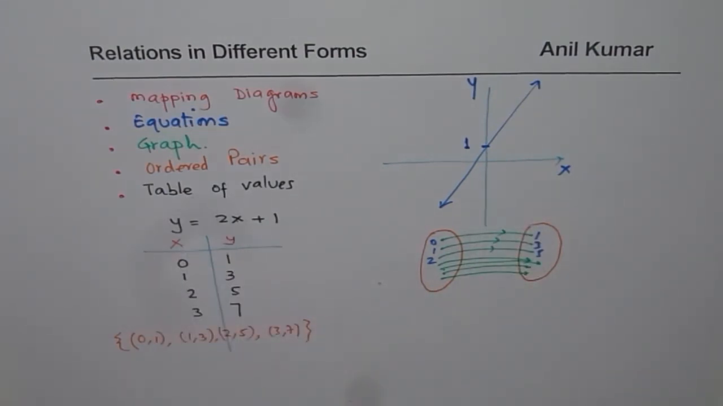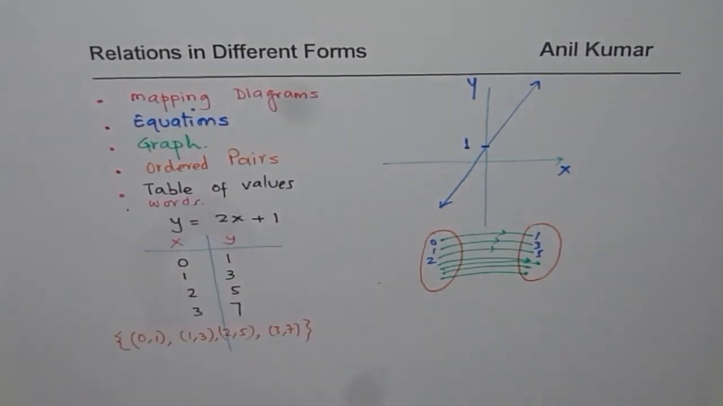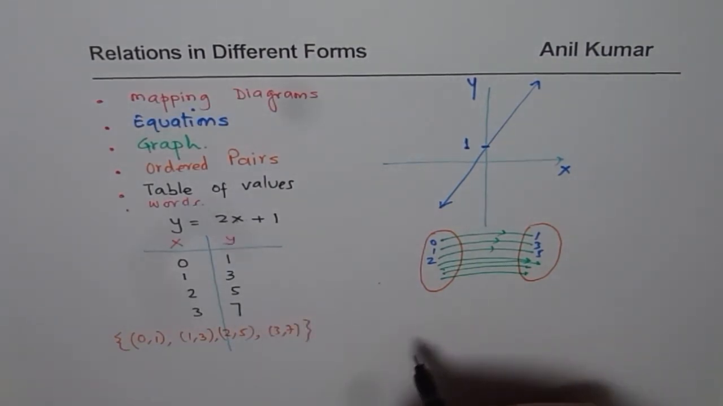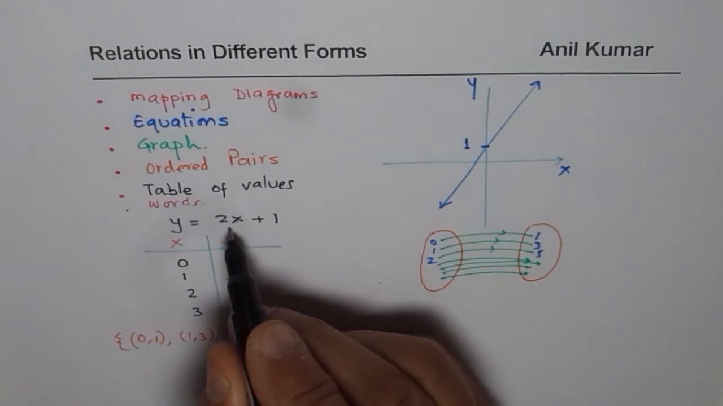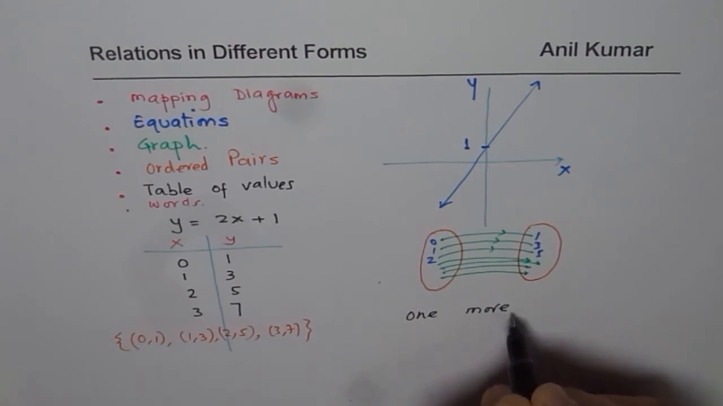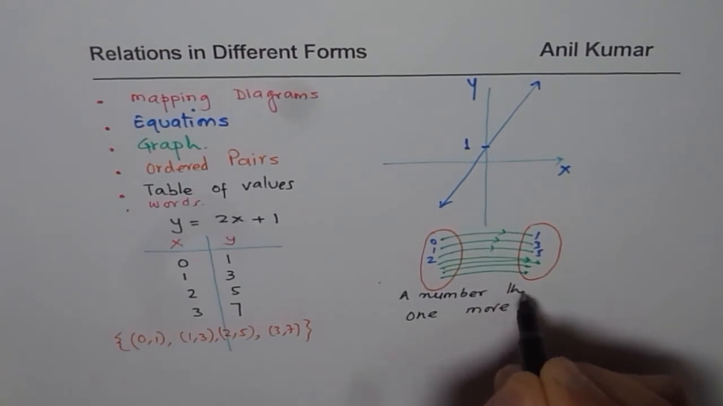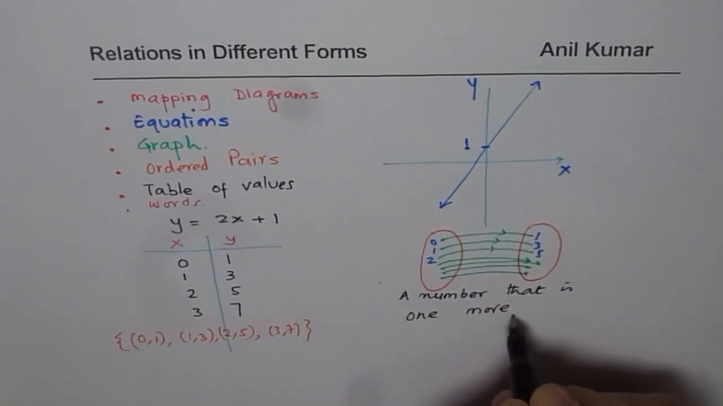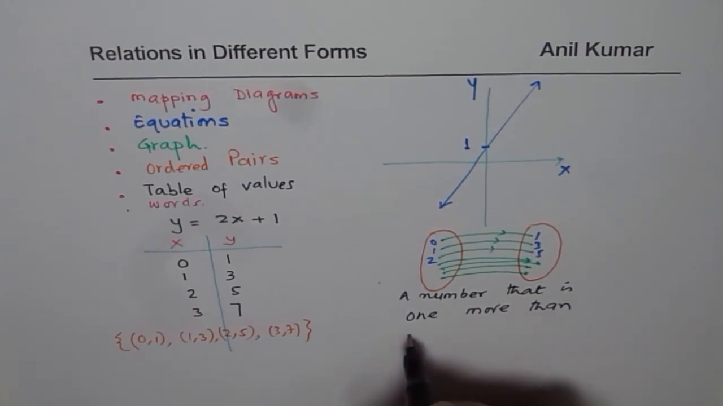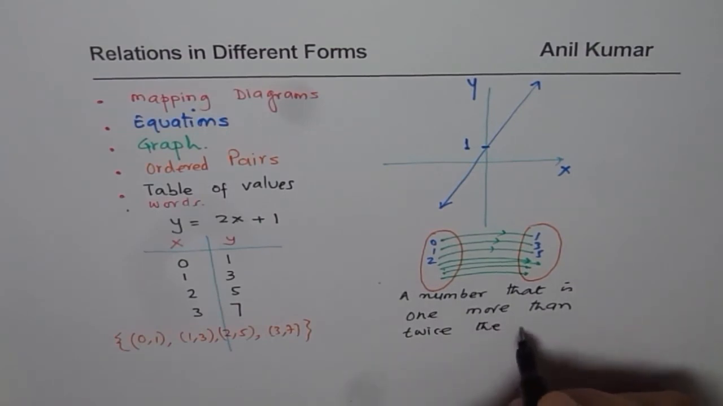So remember that a relation can be represented in many different forms. You could also write it in words. So one of the forms is also words. In words, I can write this relation as 1 more than twice the input, right? So we could say a number that is 1 more than twice the input.